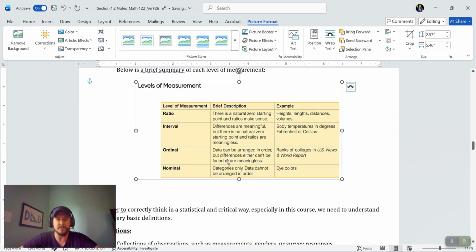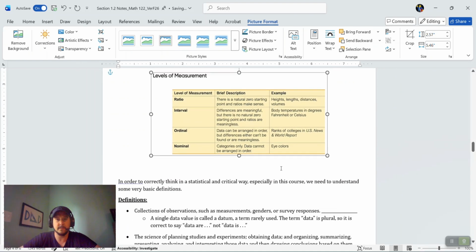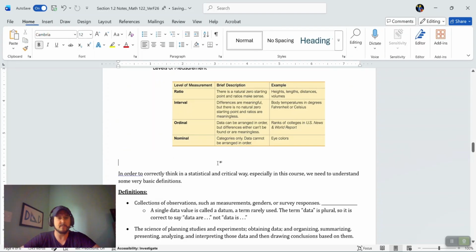Ordinal data can be arranged in order, but differences either can't be found or are meaningless. So ranks of colleges in U.S. News and World Report. Okay. Nominal: categories only, data cannot be arranged in order, so eye colors. That's kind of a good example there.